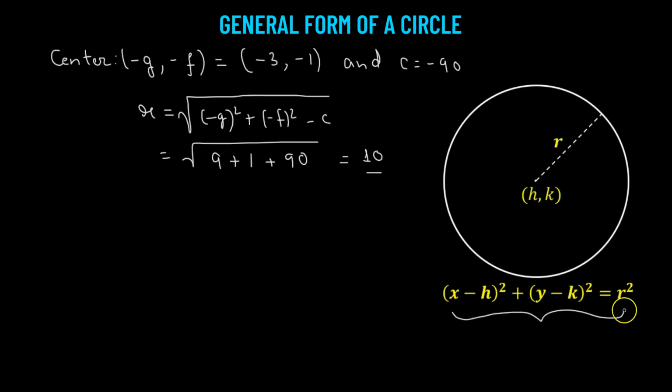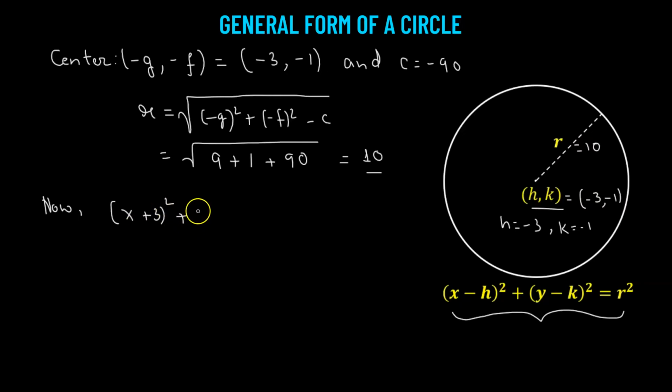The standard form of a circle is given by this particular equation: x minus h whole squared plus y minus k whole squared equals r squared, where h and k represent the coordinates of the center and r is the radius. We've obtained the center as negative 3 comma negative 1. So h is negative 3 and k is negative 1, and the radius is 10 units. So now we get x plus 3 whole squared plus y plus 1 whole squared, and that equals the square of the radius.